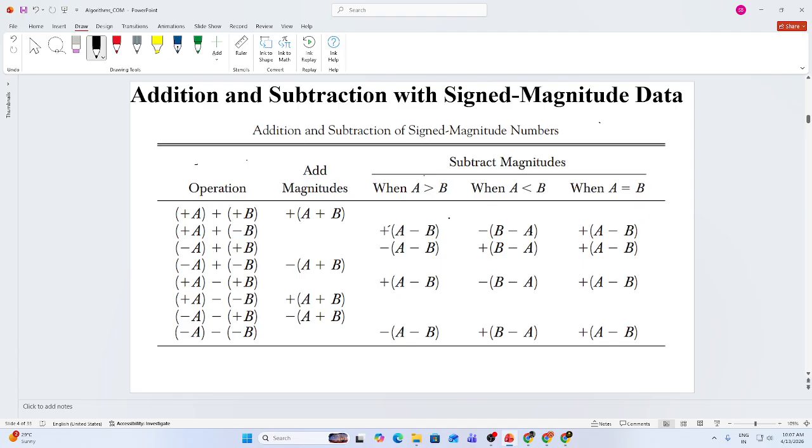And what is the sign? If a is larger, the sign of the result is the same as the sign of a. If a is smaller, the sign of the result is the complement of the sign of a, right? Now if both numbers are equal, we need to ensure that the sign of the result is always positive. So this is the algorithm.